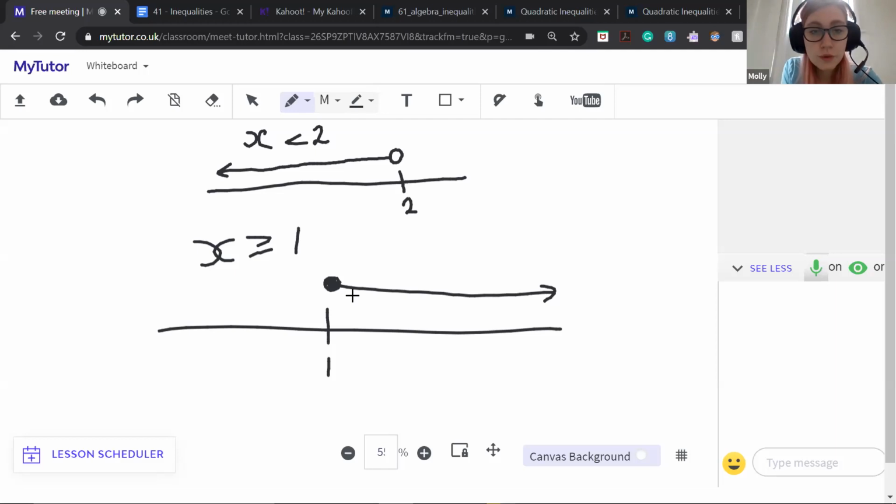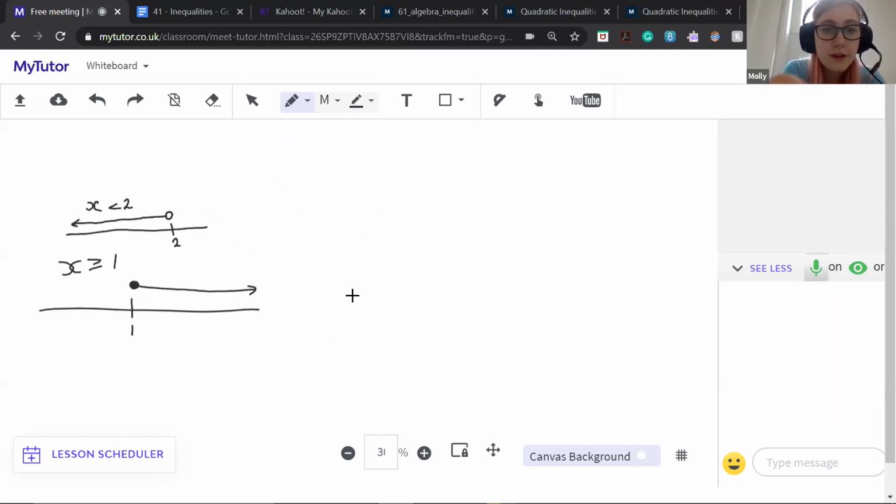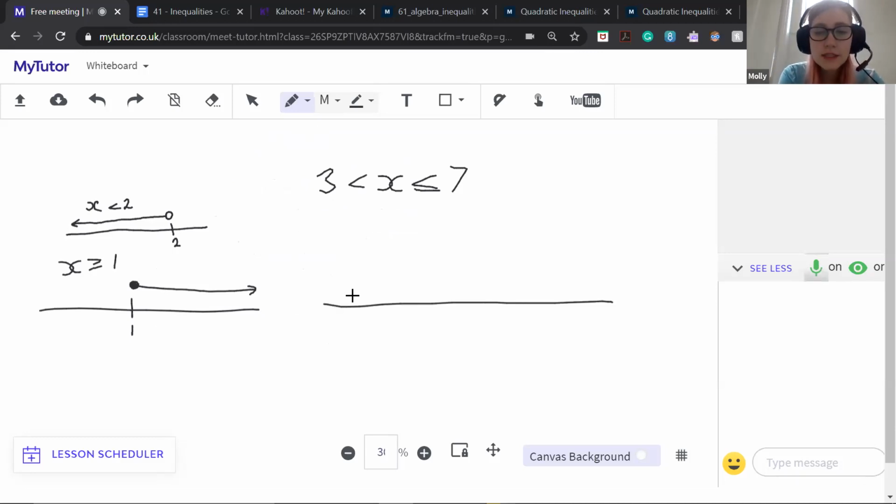And then we can get some cool ones. For example, if we have x between 3 and 7, but it could be equal to 7. So x could be 4, 5, 6, 7, can't be 3, and it's got to be between these values. So what we show here is if we mark 3 and 7, well, it's strictly greater than 3, but it's less than or equal to 7. So this one is a shaded one. And it's between these two values.